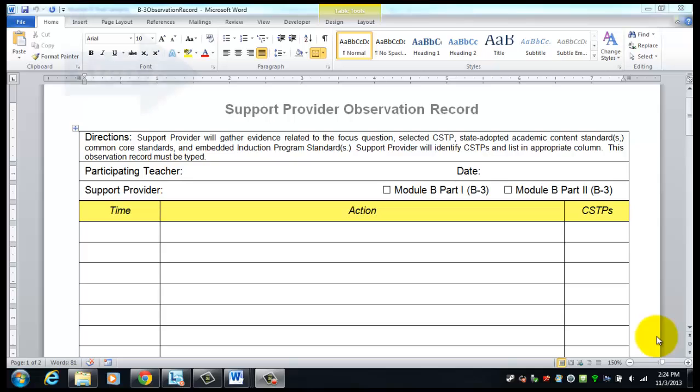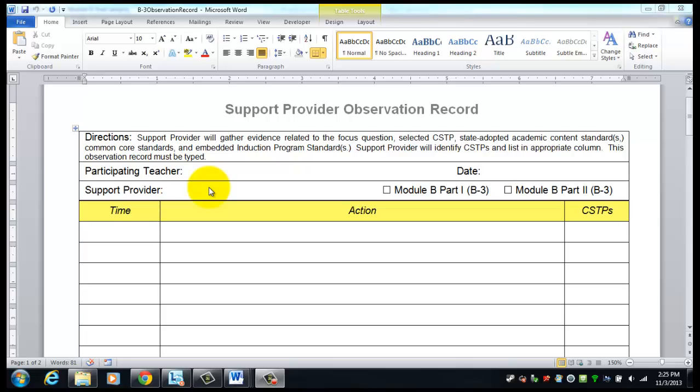This is document B3. And the support provider will use it to document the observation or something similar to it. During the observation, the seating chart allows the support provider to make notes of teacher and student movement along with the additional information that may be helpful to the new teacher. The support provider observation must be typed. If you look at this document, it has all the information that would be necessary for the actual observation record if a support provider chooses not to use this.